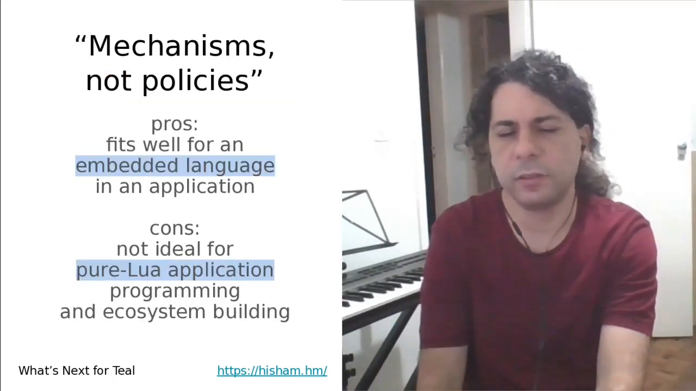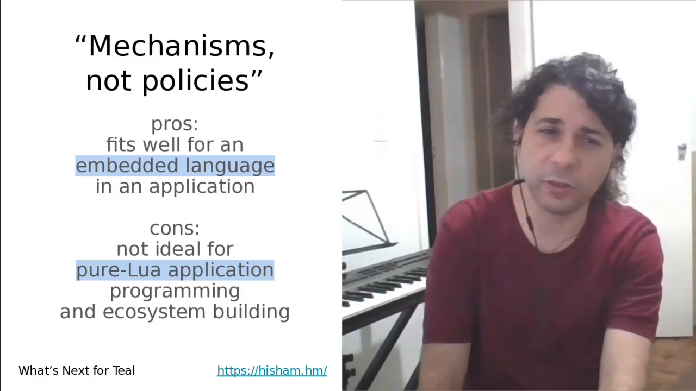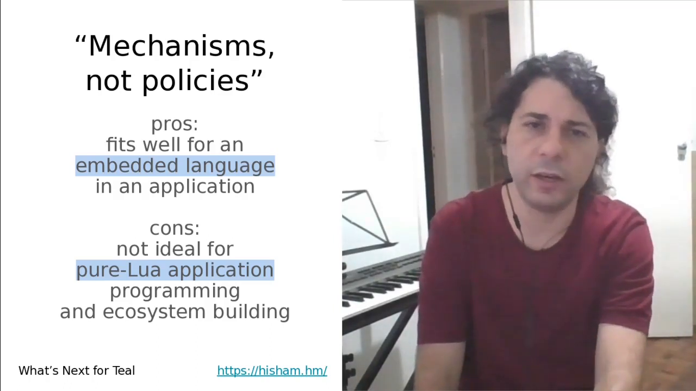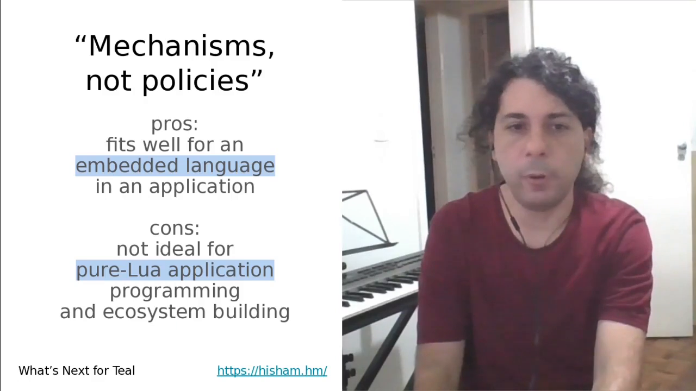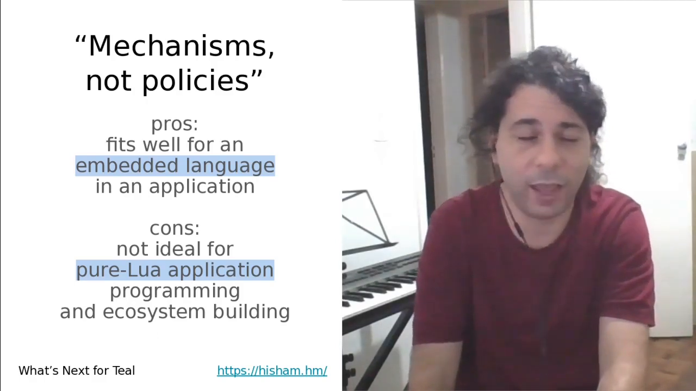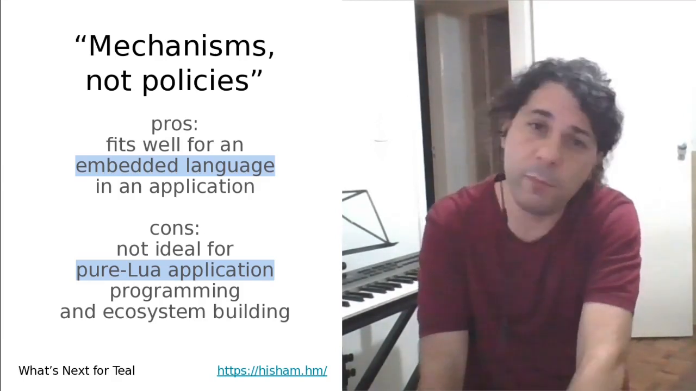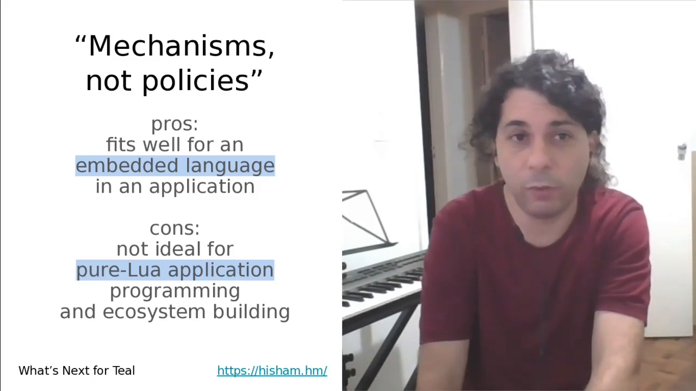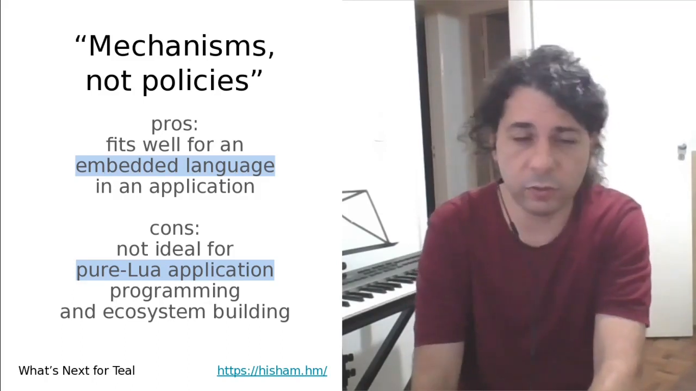And another main characteristic of Lua is one of its mottos, which is mechanisms, not policies. And that motto has pros and cons to it. And the main one from the pros is that it makes it fit really well as an embedded language in an application, because you can use all these mechanisms to build whatever policies your application needs. But one of the cons is that it makes it sort of not ideal for a pure Lua application in application programming, because you essentially have to rebuild the world from scratch to get your environment going. And also for ecosystem building, because people who are building libraries for application programming are often defining their own policies, which not always play well with each other. And having the language itself not define these policies, for example, how to do object-oriented programming and those kinds of things, makes it harder.